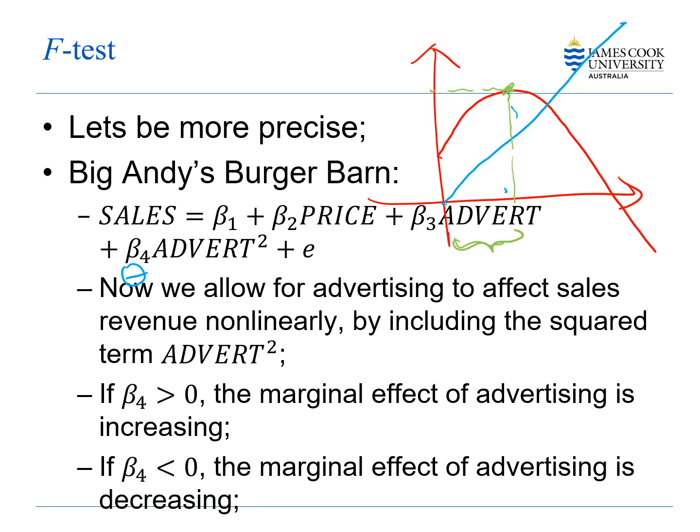So now our model allows for the marginal impact of advertising on sales revenue to be nonlinear, okay? And we want to test whether beta 3 and beta 4 are equal to 0 jointly or not.